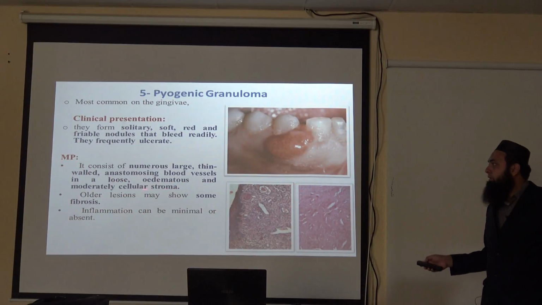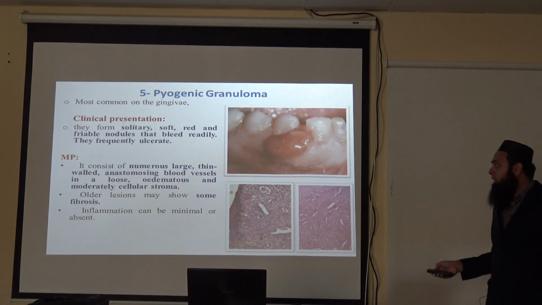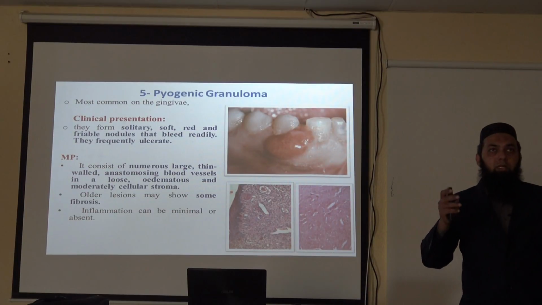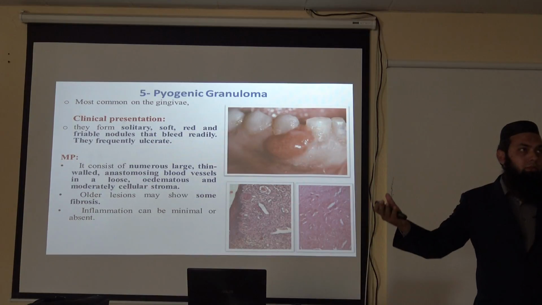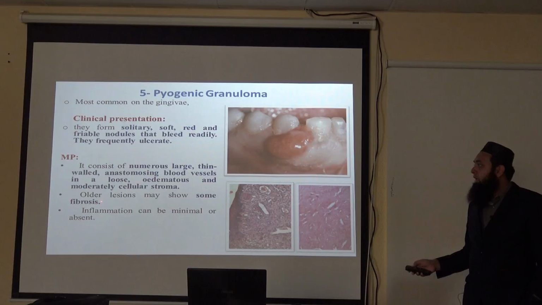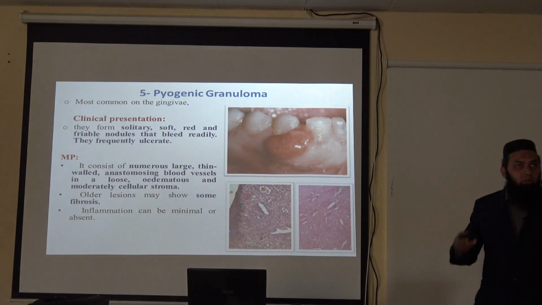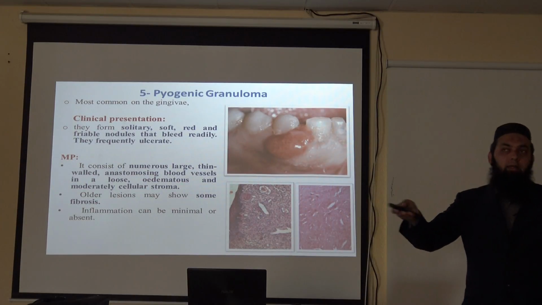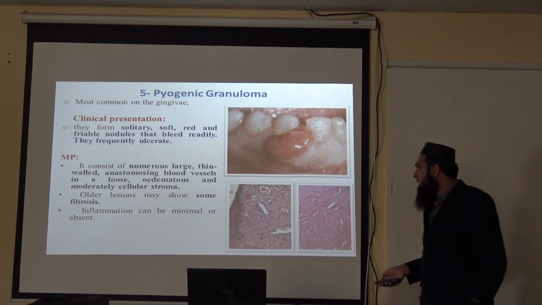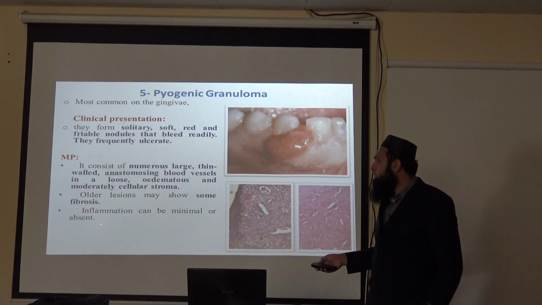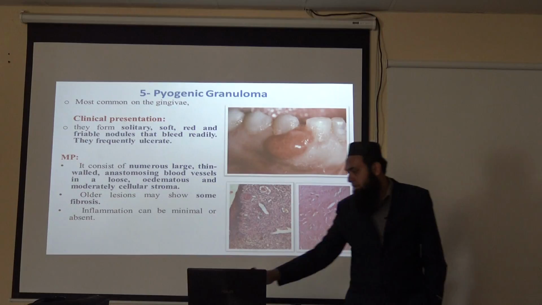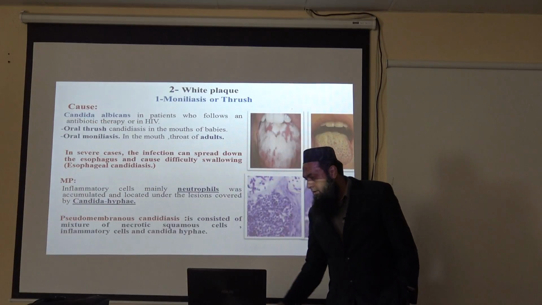In a loose, edematous and moderately cellular stroma. So it is soft, so that's why it's loose. Something is soft, so connective tissue is very loose. It's not dense. And the older lesions can show fibrosis. As the lesion goes older, it can show fibrosis, it can become firm. Because there are a lot of vessels, inflammatory cells are minimal. Vessels are more, cells are minimal.